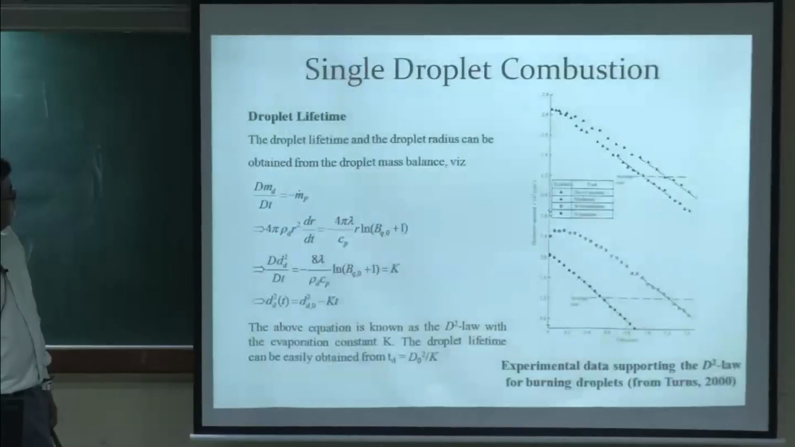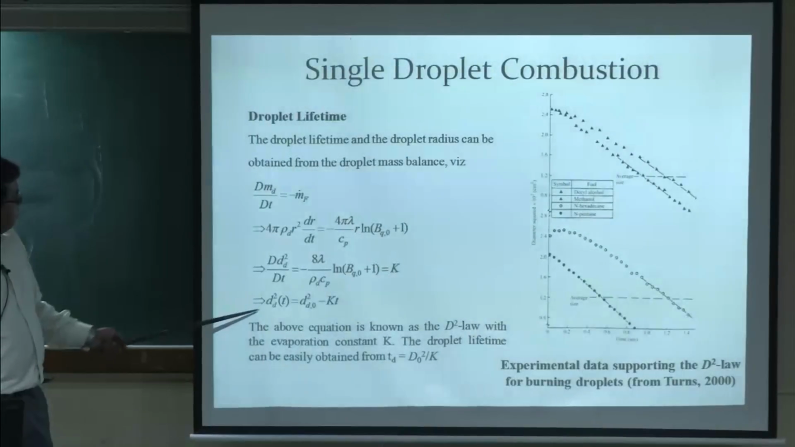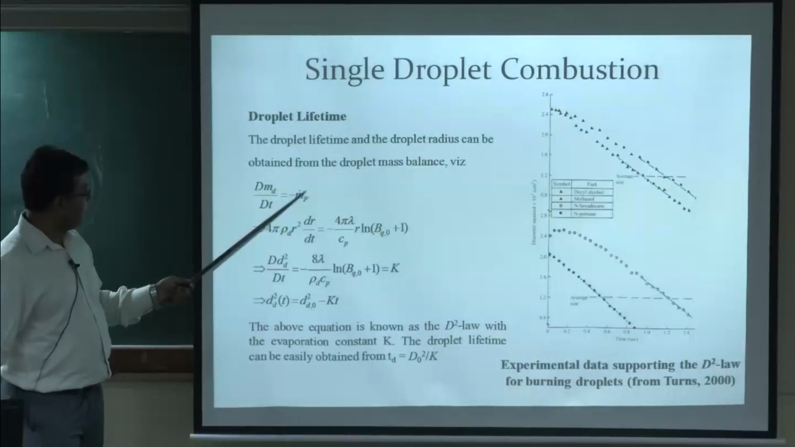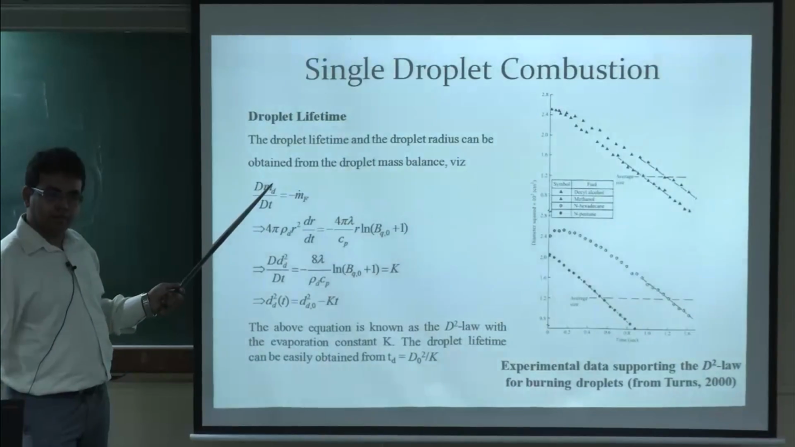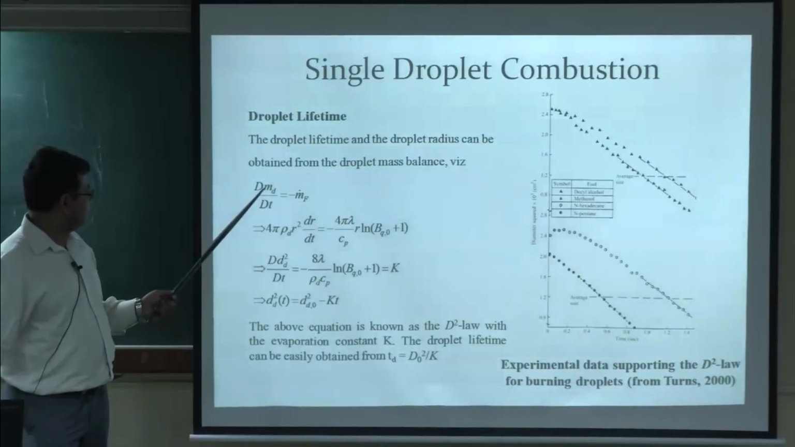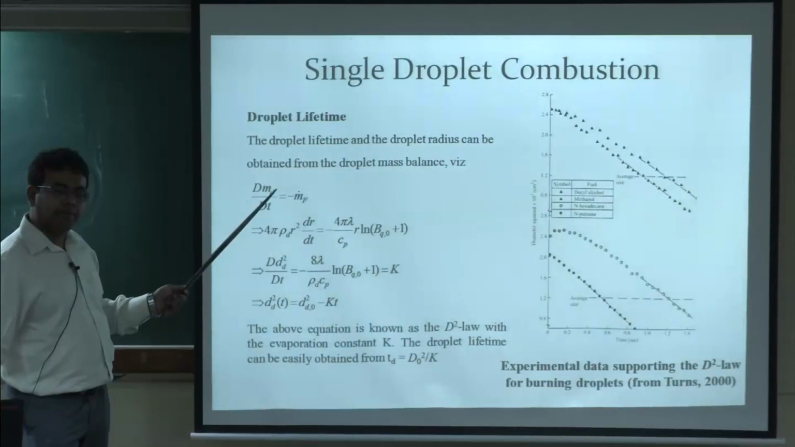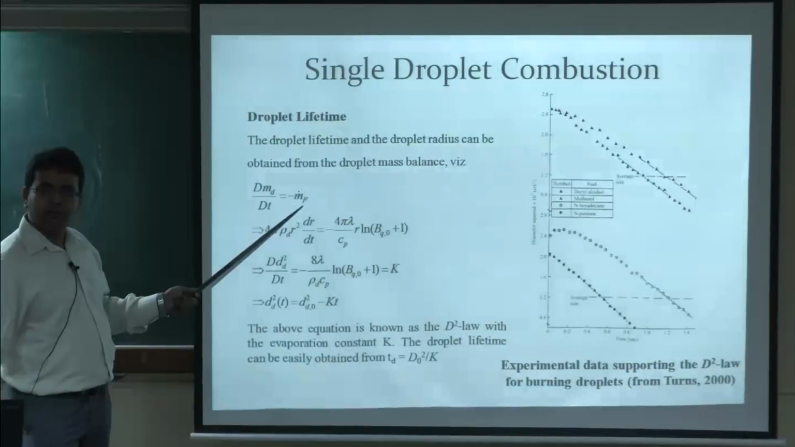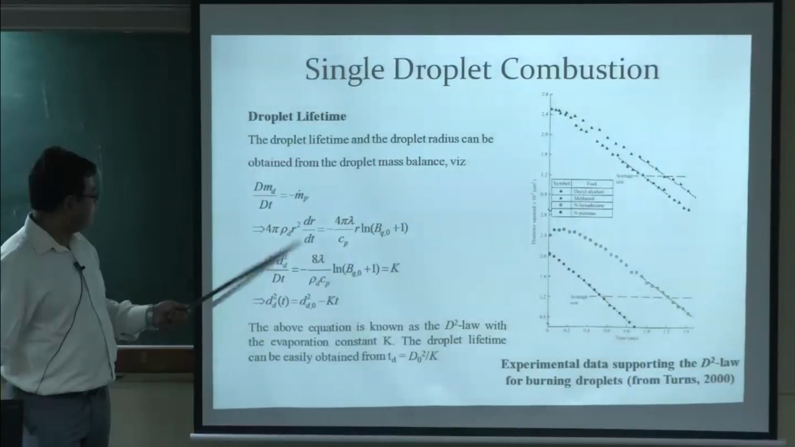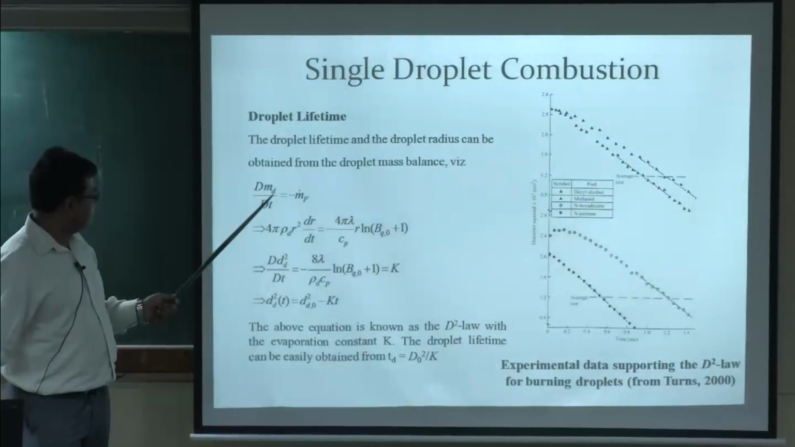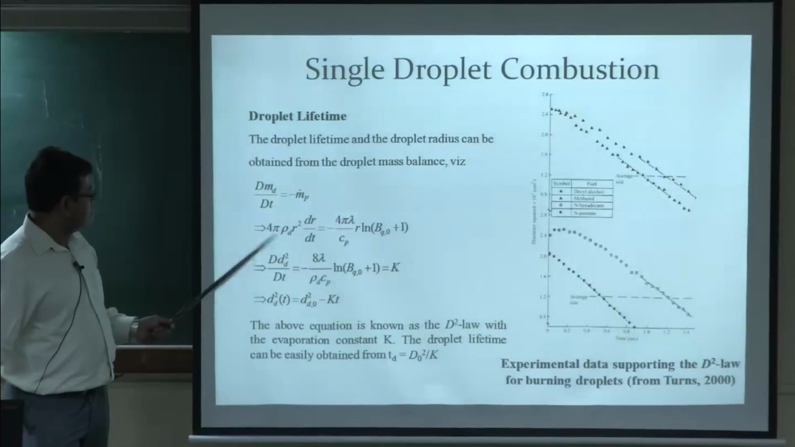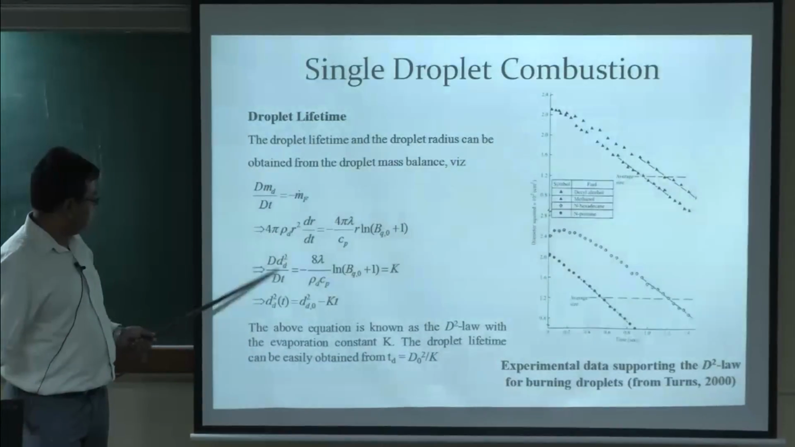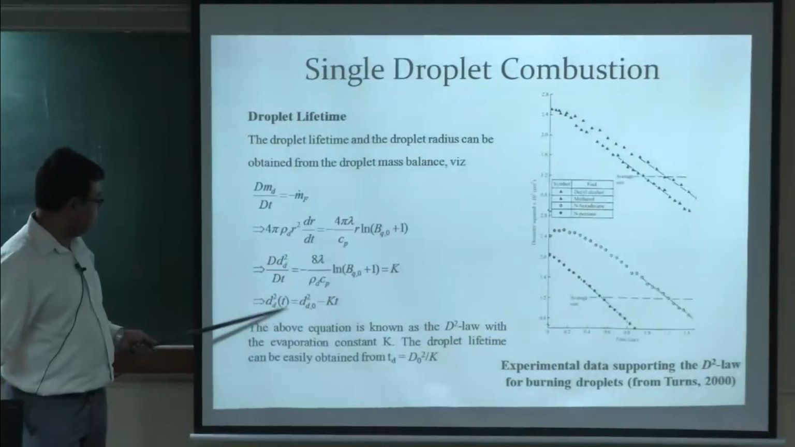Now, you can also calculate the droplet diameter history. When you know the rate of evaporation, you can write down the conservation equation of the liquid droplet. The change in mass of the droplet should be equal to minus the rate of evaporation. Now if you express that, you have to write down the mass m_d in terms of the droplet radius, and then you can form this equation and integrate it.